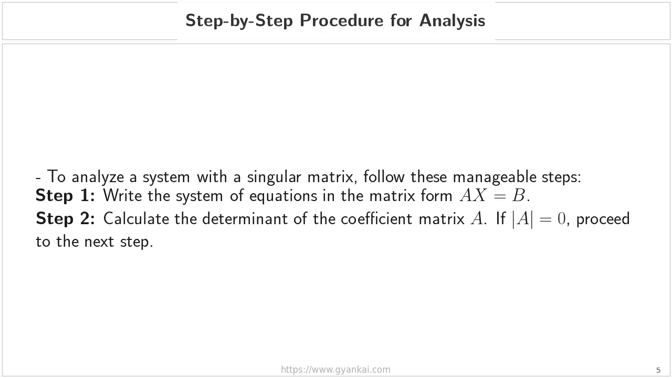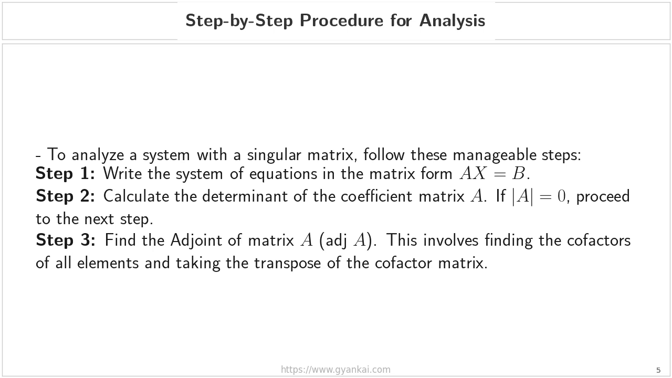Step 2. Next, you need to calculate the determinant of your coefficient matrix. This is the most critical diagnostic step. If you find that the determinant of A, which we write as absolute value of A, is equal to 0, then you know you are dealing with a singular matrix. If this happens, don't stop there. Proceed directly to the next step.